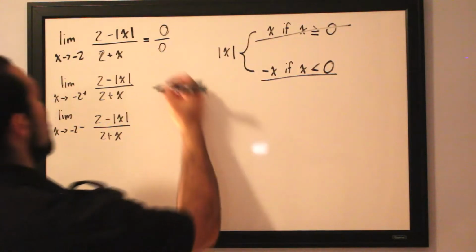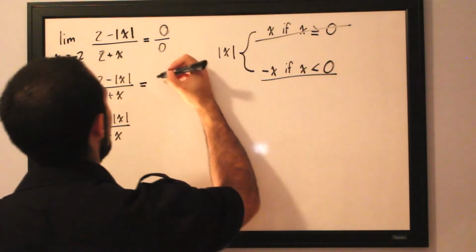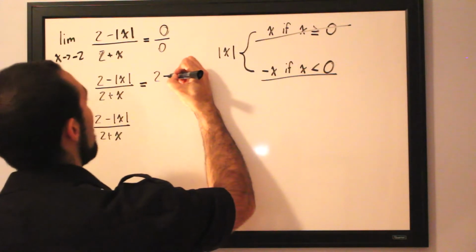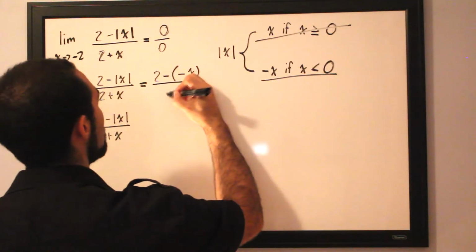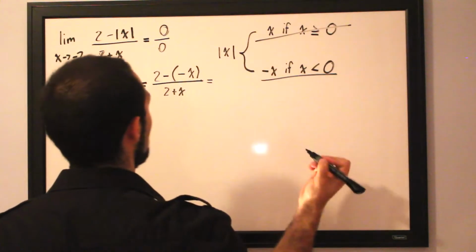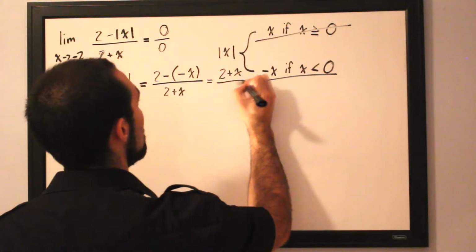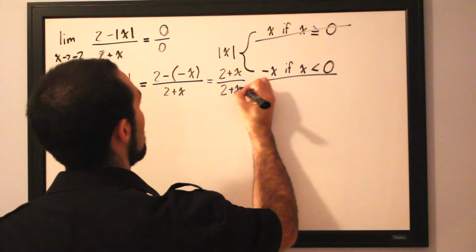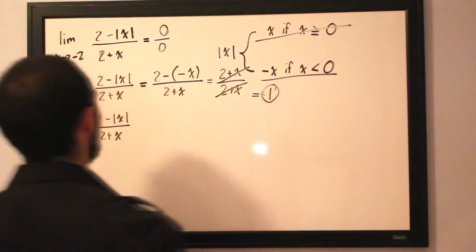So what we're going to be doing in this case from the right, say we plug in negative 1.9, is this gives us 2 minus negative x over 2 plus x. 2 minus negative x is basically the same thing as 2 plus x over 2 plus x. Now these two cancel each other out, and all we're left with is positive 1.